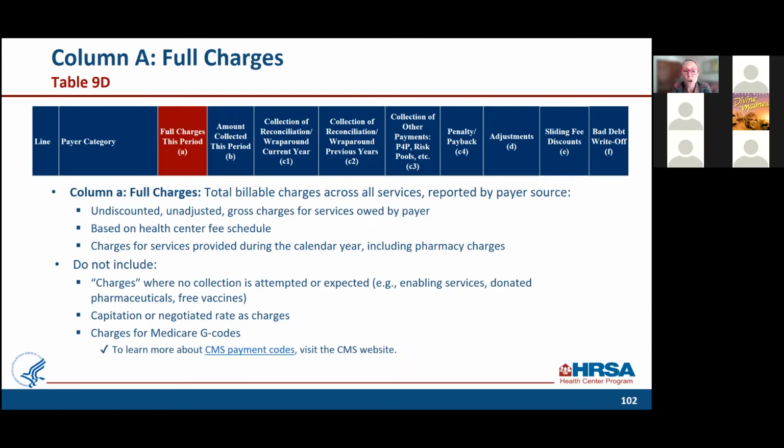Be sure to include all service charges, for example, medical, dental, mental health, vision, pharmacy, including contract 340B pharmacy. Remember, the difference between this table and Table 4 is that Table 4 is just the patient's medical insurance status, whereas this table is the charges and the collections for all patient services by actual payer.